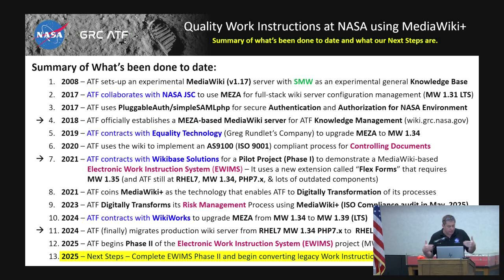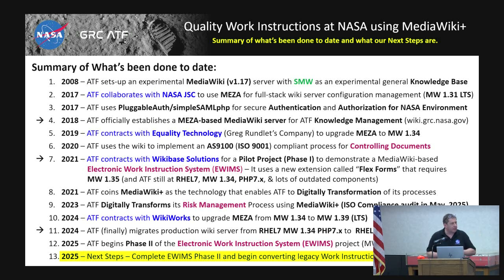I will say, though, before I jump to the 2024 bullet, that we struggled with an unsupported version of MediaWiki. So our production wiki server was running not the latest and greatest version of MediaWiki, and some of the extensions that are vital to doing this electronic work instruction solution only came out to support MediaWiki 1.35. So we were stuck at 1.34 until we could find the time to pay the technical debt to get ourselves upgraded. We contracted with WikiWorks in 2024.